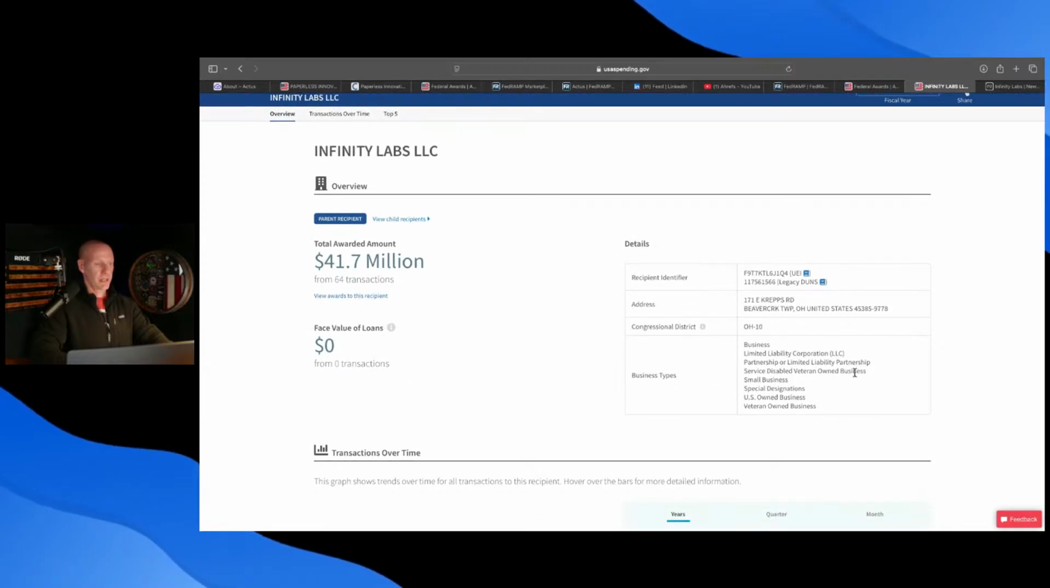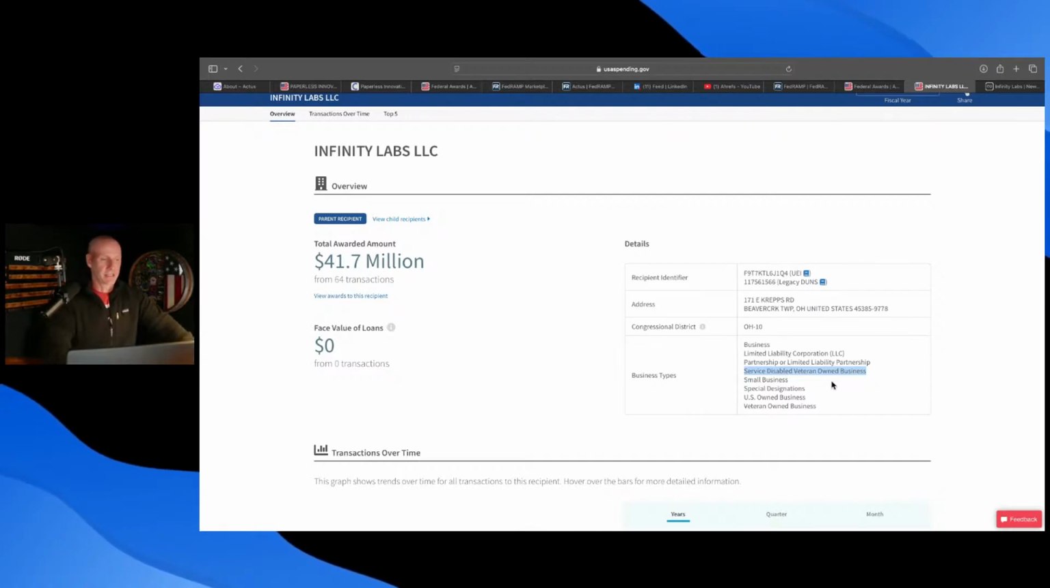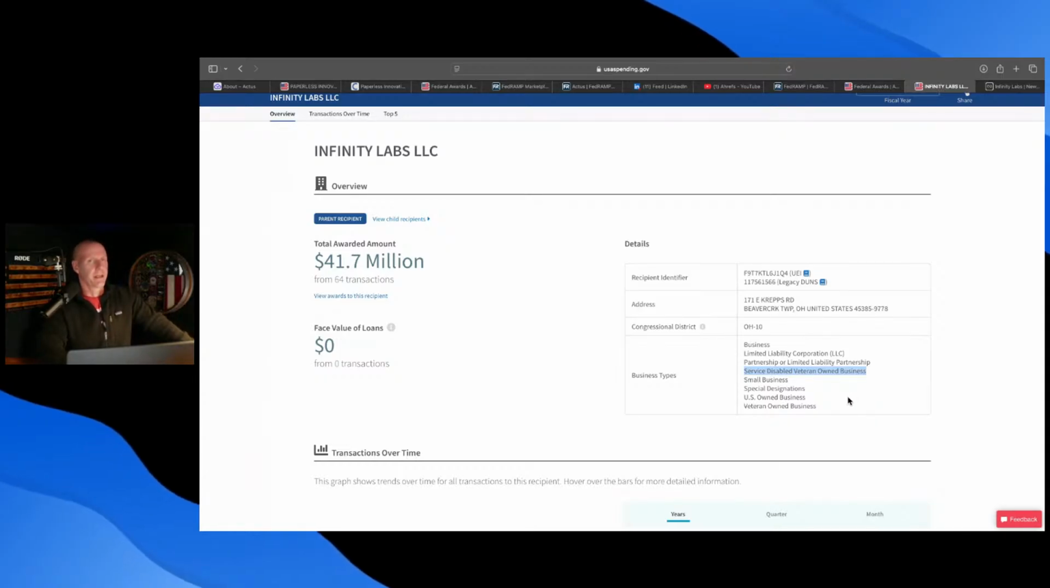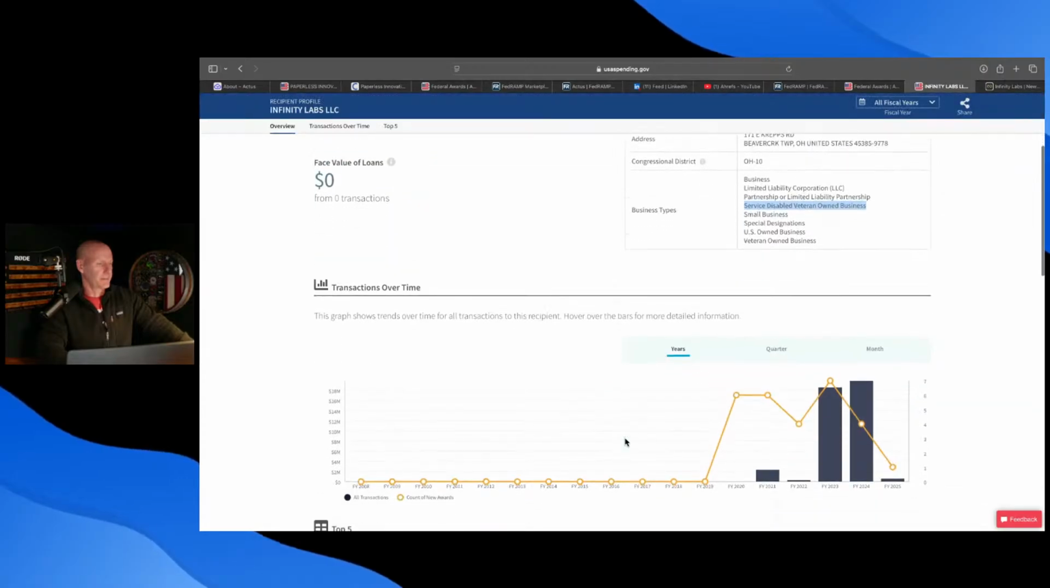So they're a service-disabled veteran-owned small business. For those of you that are watching and maybe not as familiar with the set-asides and certifications, service-disabled veteran-owned small business is the one that's going to move the needle, meaning it's the one that's going to help you win some contracts, especially with the VA.